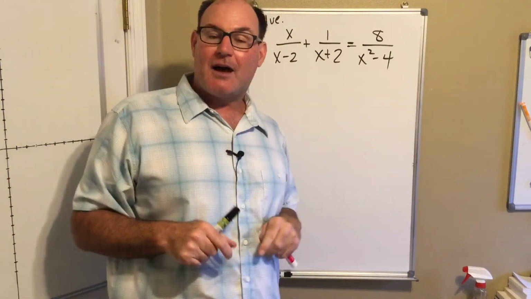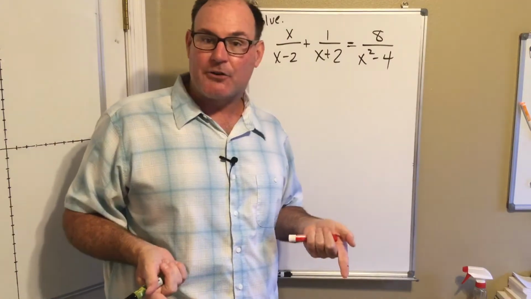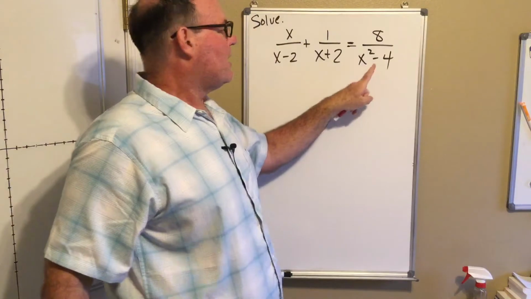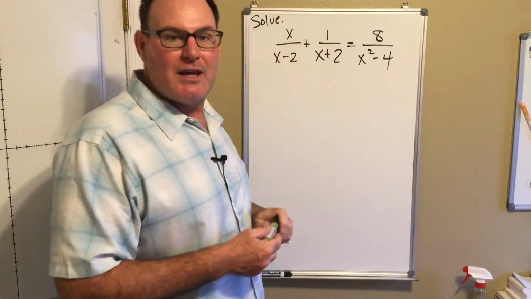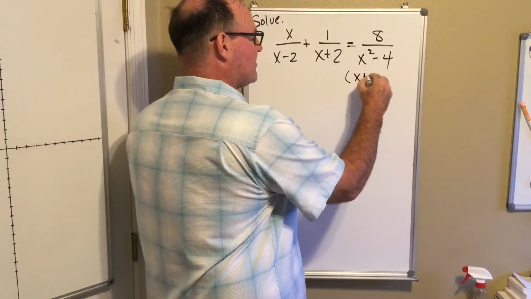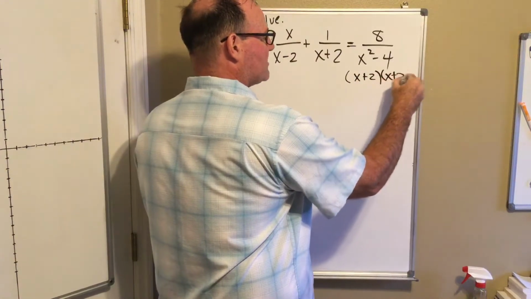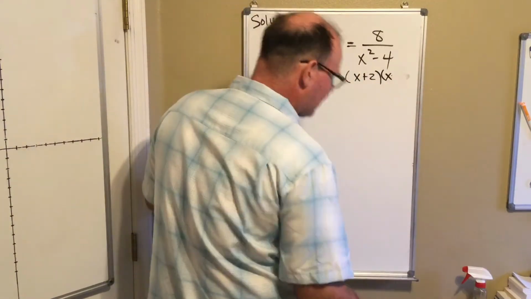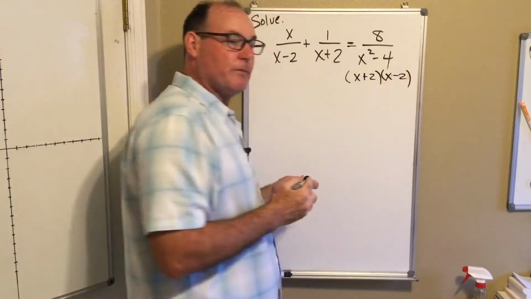Before you worry about what the common denominator is, make sure you have factored all the denominators. This is x minus 2, x plus 2, those don't factor at all, but this is a difference of squares. So if you would allow me, you can see my whiteboard is not super large. I'm just going to factor that difference of squares and write it right under this fraction right here. So I've got x plus 2 times x minus 2.